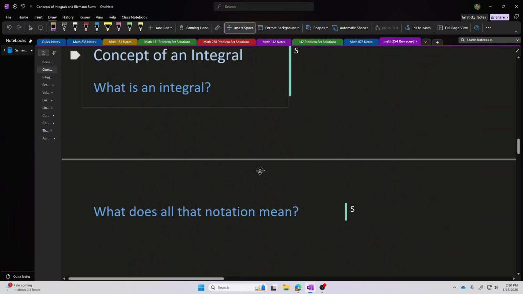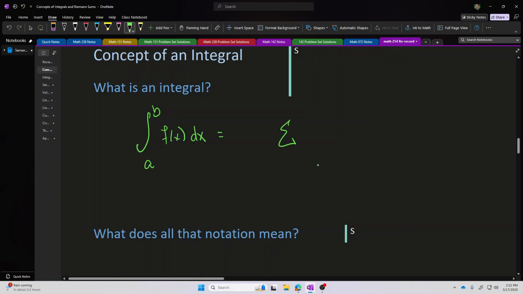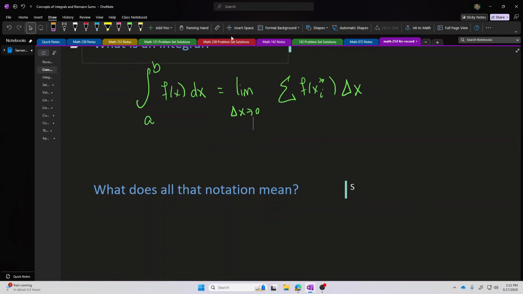That process of taking your Riemann sum and allowing the delta x to become smaller and smaller is what we call an integral. In a symbolic notation, we would say that the integral from a to b of a function f of x dx is equal to what you get if you take the Riemann sum of that function from a to b and you allow the width of your subintervals to get smaller and smaller and smaller, and you allow the width of your subintervals to approach 0.